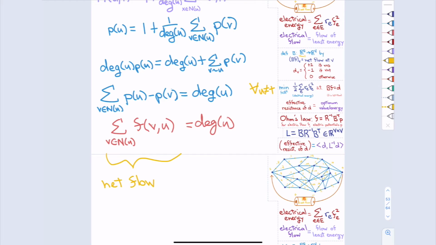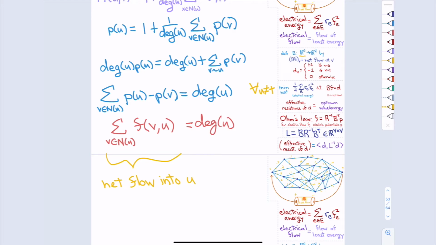Okay, so we are saying that the net flow into u is equal to the degree of u. Somehow what we've done is we had these inspired vertex potentials. We plugged them into this simple recursive formula that the hitting times were satisfying. And suddenly we're able to figure out what the demands were for all the vertices except for t in some corresponding flow.